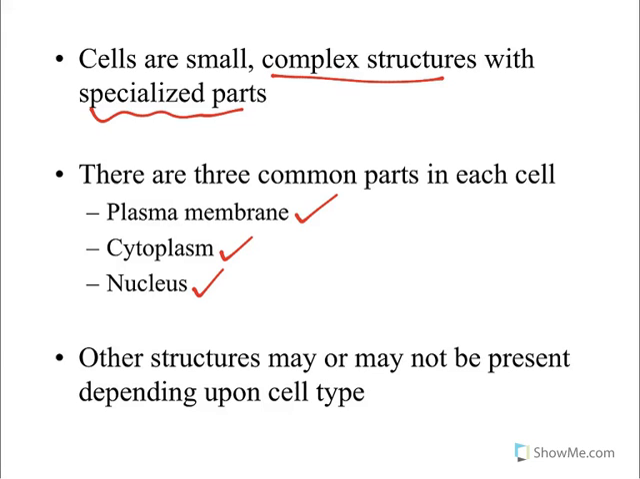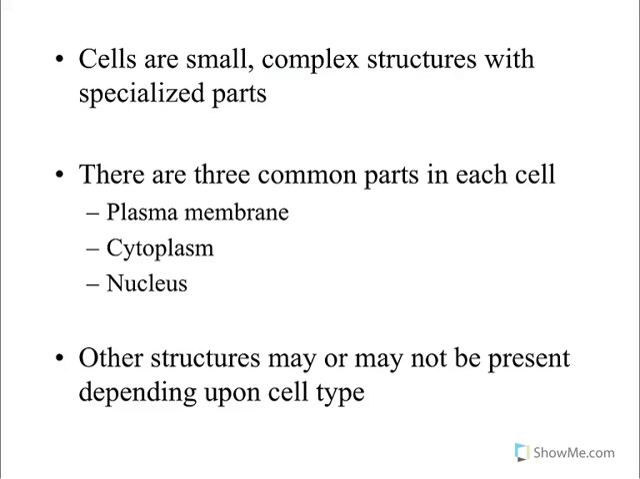Right, so some structures may or may not be present. It just depends on the cell type. So as you saw in that first picture, a muscle cell does not look like a blood cell, right? And that's because they have different functions. Okay, so what's inside that cell might be different.